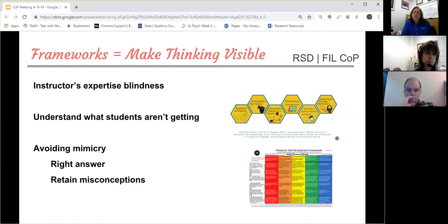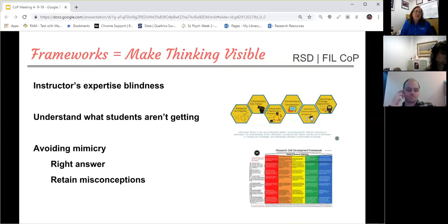Even in the conversation that we had a couple weeks ago, Harry and Dustin were asking some questions, and I don't know about them, but I was like, oh, here's another little bit of expertise blindness that I'm not recognizing in my students. So that was very helpful.